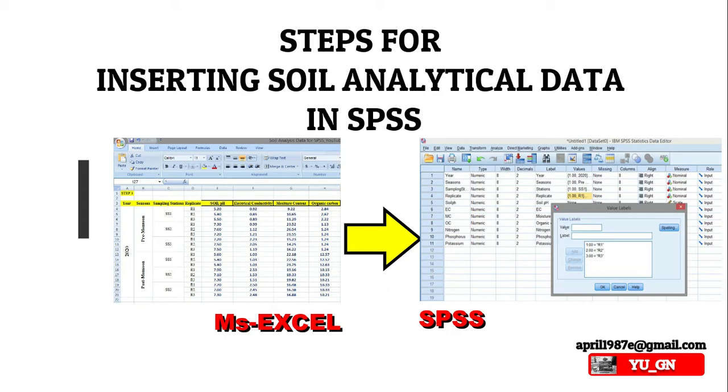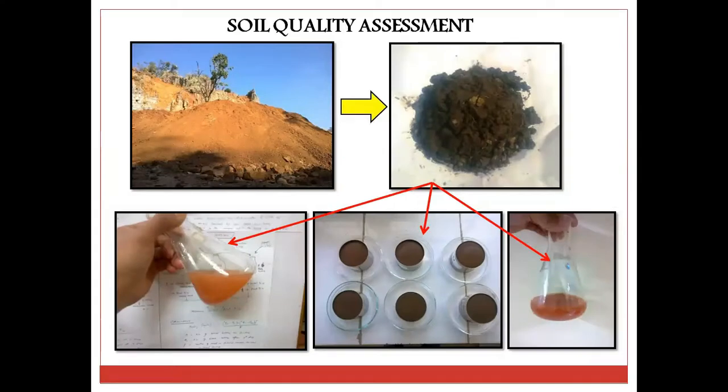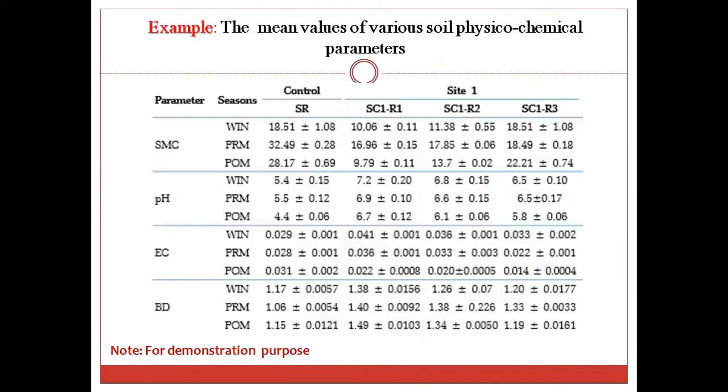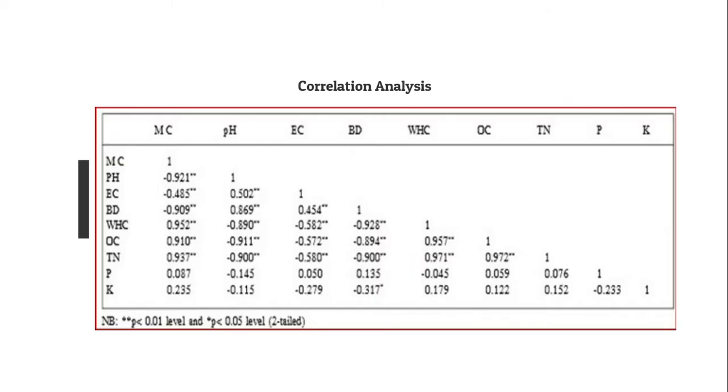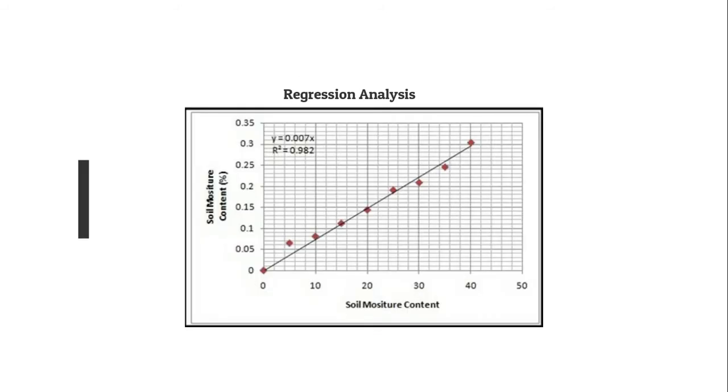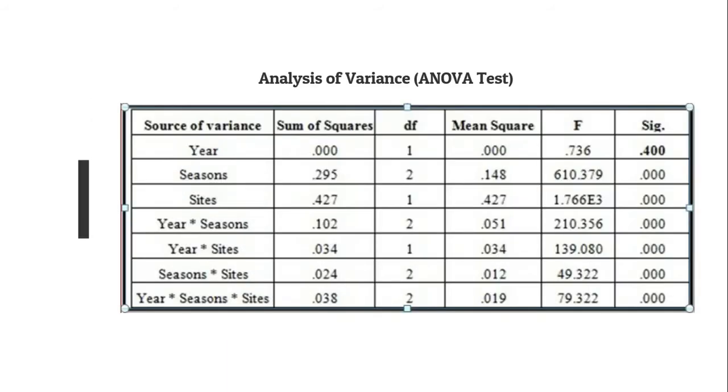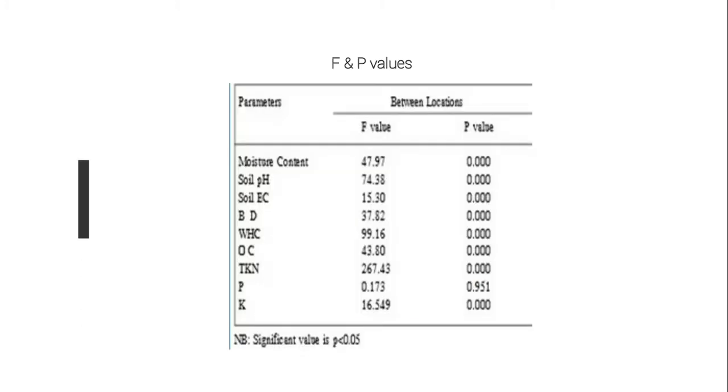Similarly, when the researcher is conducting a study on soil quality assessment or monitoring, the data obtained from the analysis of different soil parameters can be processed and tested for various statistical analysis such as correlation analysis or regression coefficient analysis, regression analysis, the analysis of variance or the ANOVA test, and also you can find the F value or the P values of the test and also many more.